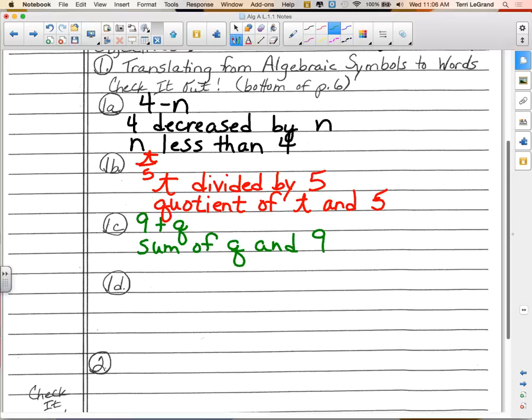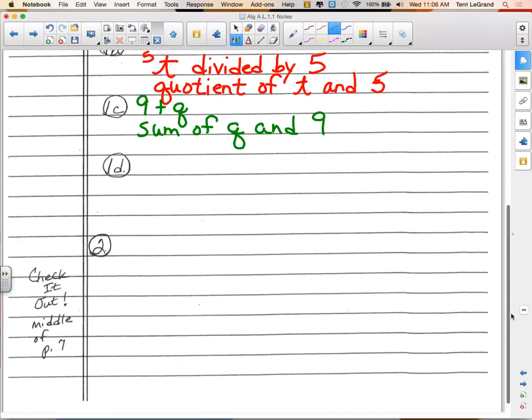Okay, now I want you to come up with another one. Remember, I don't want you to use the word plus. Try another one. Sam, got one for me? Okay, Blake's going to help you out. 9 increased by Q. 9 increased by Q. And our last algebraic expression, 1D, we have that 3, and next to it in parentheses is an H.